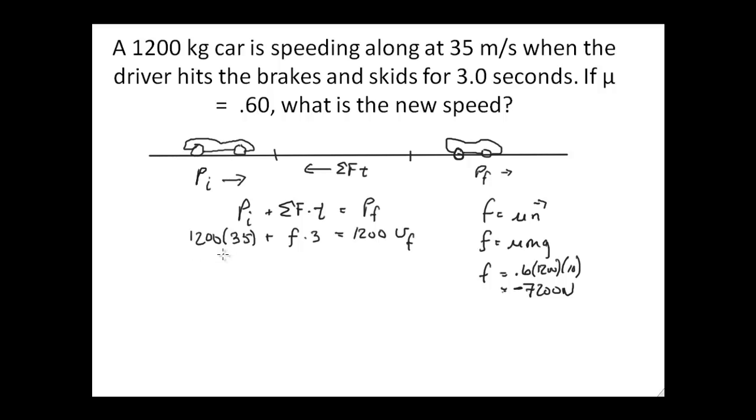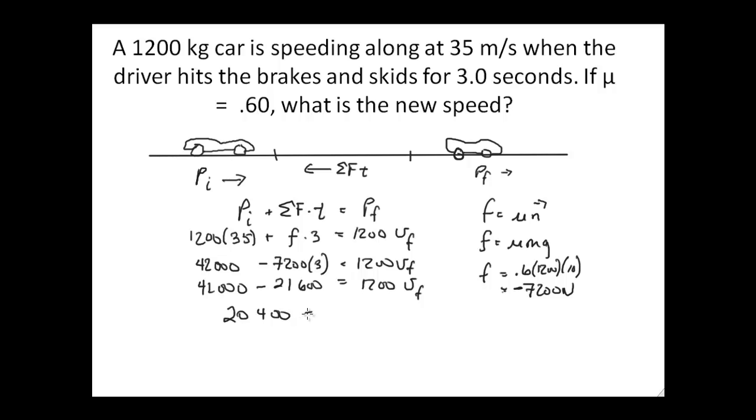So now we have, let me work out a little bit of the math here. This will be 42,000 kilogram meters per second minus 7,200 times 3 equals 1,200 VF. 42,000 minus 21,600 equals 1,200 VF. 20,400 kilogram meters per second equals 1,200 VF. VF obviously is then 20,400 over 1,200, which works out to be 17 meters per second.